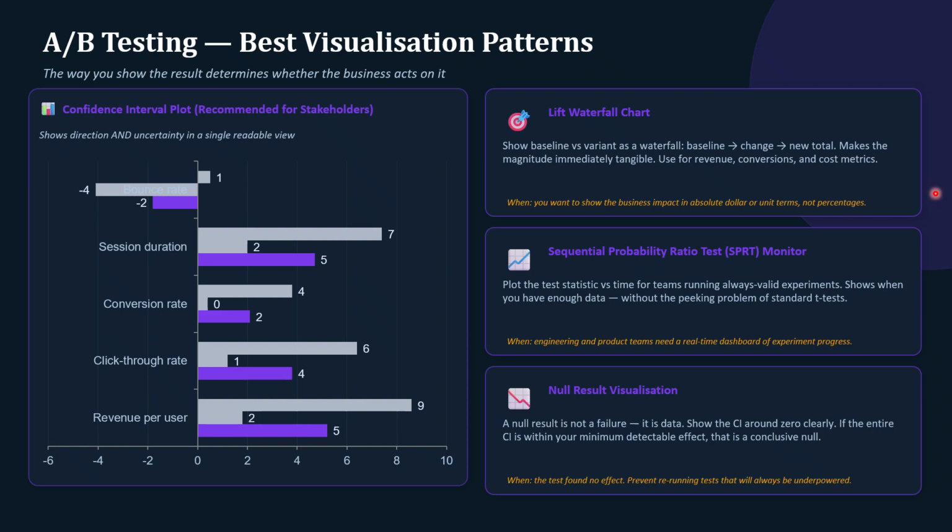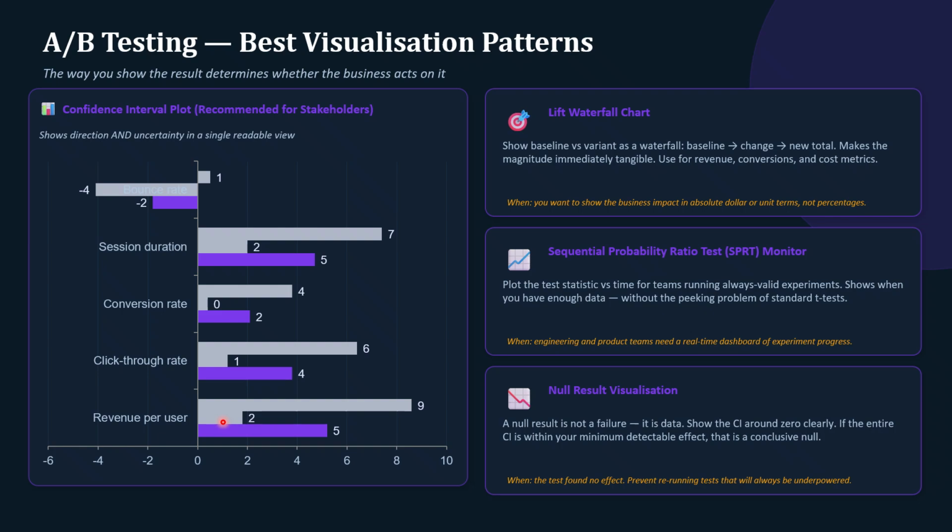So here, the left waterfall chart is for when you want to communicate in business terms. Rather than saying the click-through rate increased by 3.8%, you show that you can expect this change to generate an additional 240 thousand euros per month. So that is what gets a decision made, right?